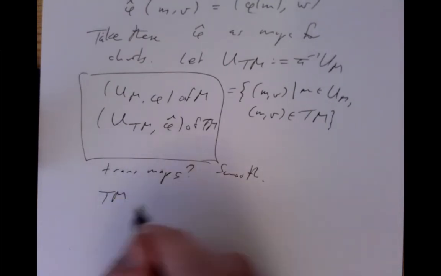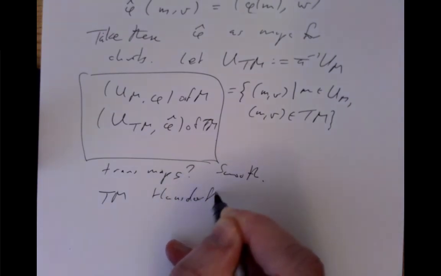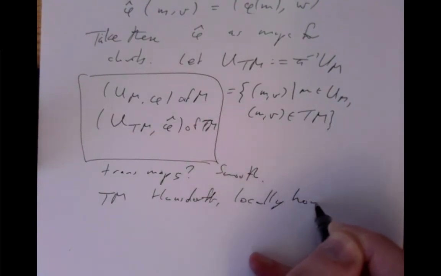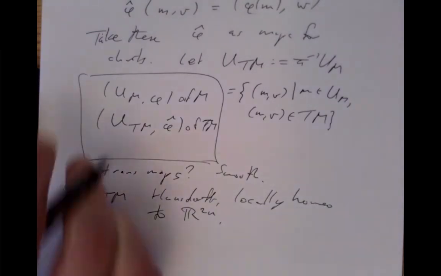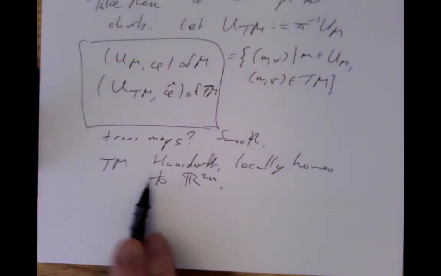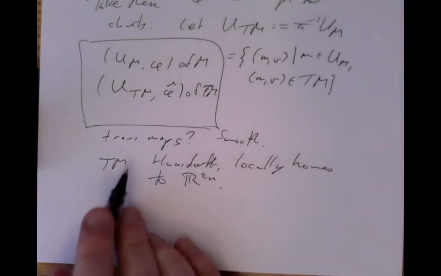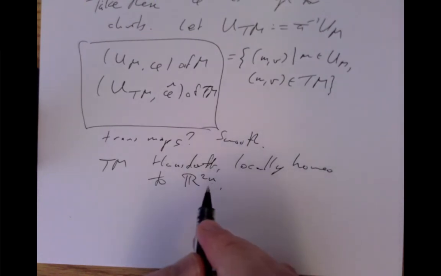And so also you can prove that TM becomes in this way Hausdorff, locally homeomorphic to Euclidean space R2n rather than Rn, because it was Rn for the manifold M. So it becomes Hausdorff, locally homeomorphic, and I won't do all the details of checking all these things. I leave them as various exercises, and they're done in, I think, some detail in the lecture notes.